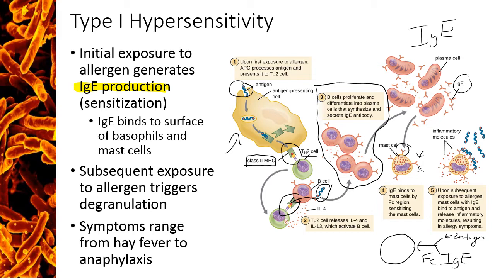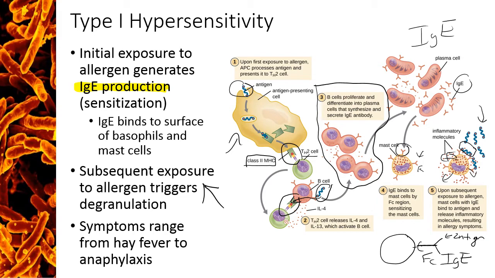However, now, if we have a secondary exposure to that allergen, the allergen comes into the body, and these IgE bound to the surface recognize the antigen and bind to it, and that binding causes mast cells to degranulate. If you remember, mast cells have histamine in them and vasoactive factors, and it's that histamine and those vasoactive factors that really lead to the symptoms of your allergy.